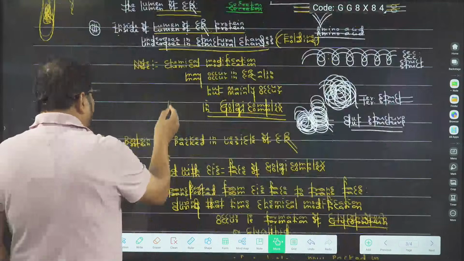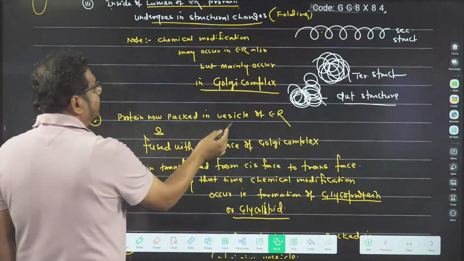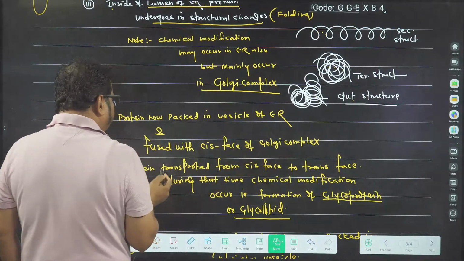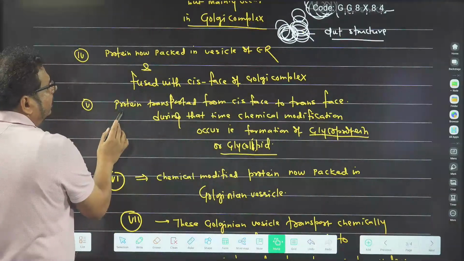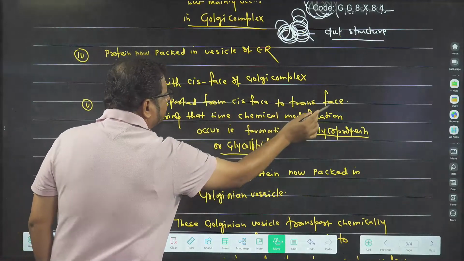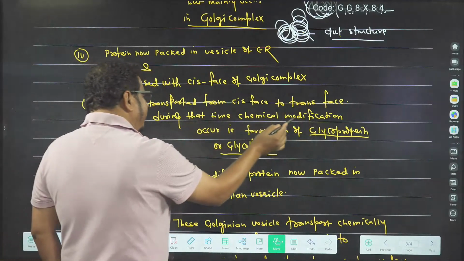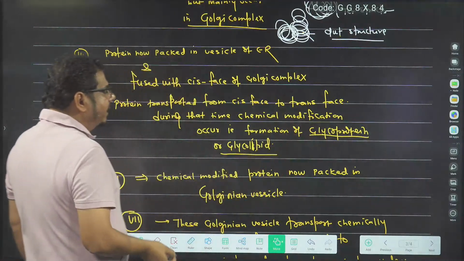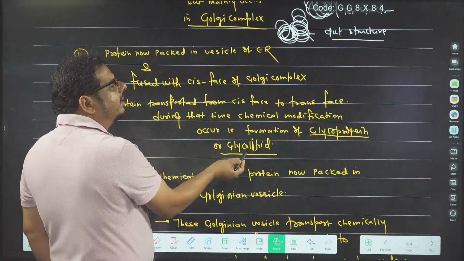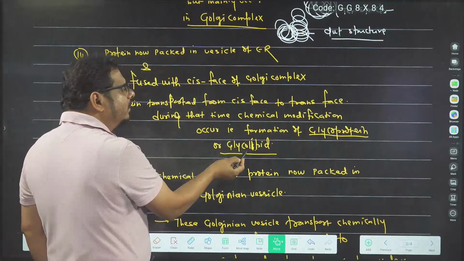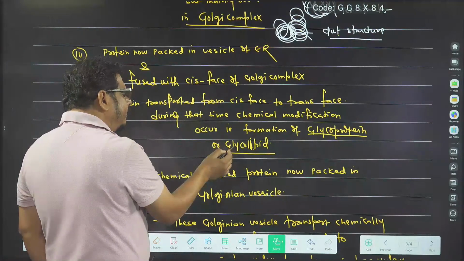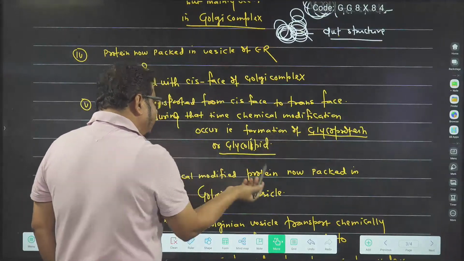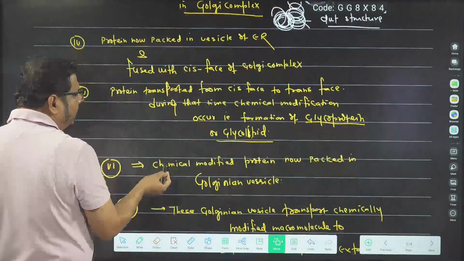Got the idea? Later on, I wrote the protein is now packed in the vesicle of the ER and fused with the cis face of the Golgi complex. Later on, what happened? Protein is transported from the cis face to the trans face. During that time, chemical modification occurs and formation of what occurs? Glycoprotein. If lipid is produced in the smooth endoplasmic reticulum, it is packed in the vesicle and then converts into glycolipid. If protein is there, glycoprotein. If lipid is there, glycolipid. These are called chemical modification.